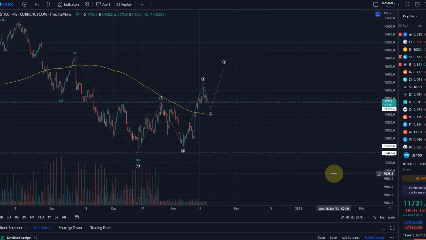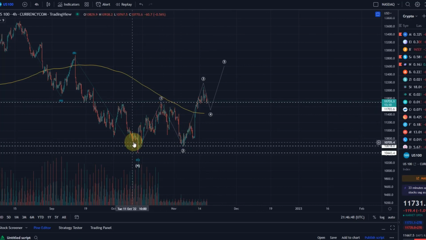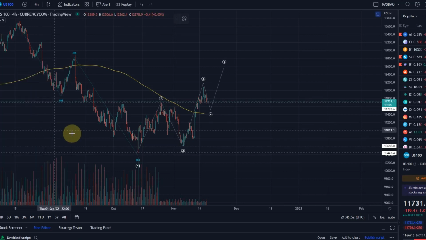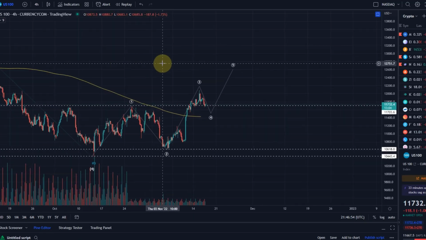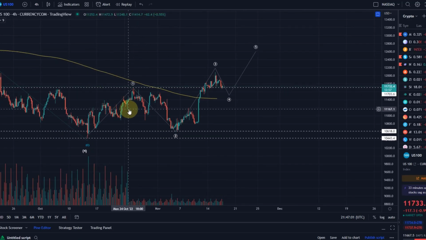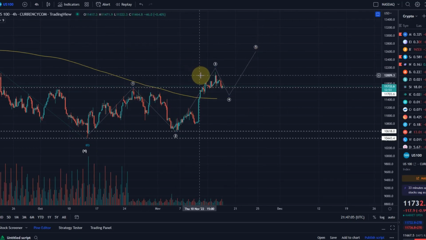The problem that I have with this chart is only that the move up here was not impulsive. It can be counted as a diagonal. That's fine, but these patterns are generally less reliable. However, the fact that we've moved up strongly here gives me more confidence. But again, as long as we don't see 5 waves, we need to be a bit careful here. So nevertheless, let's take a look.